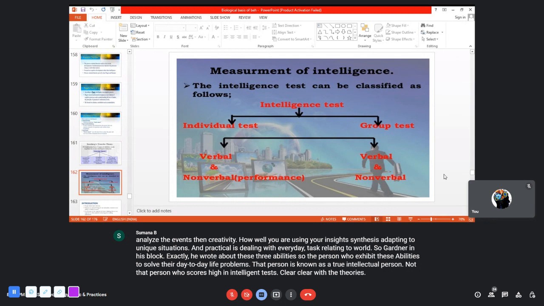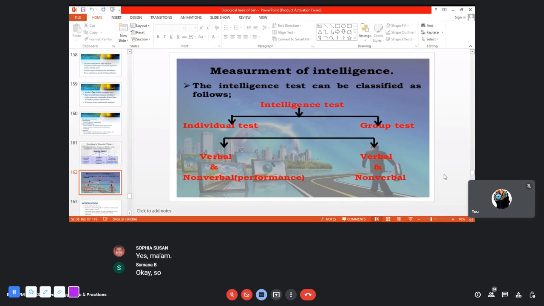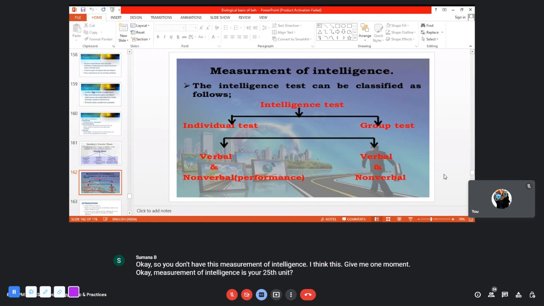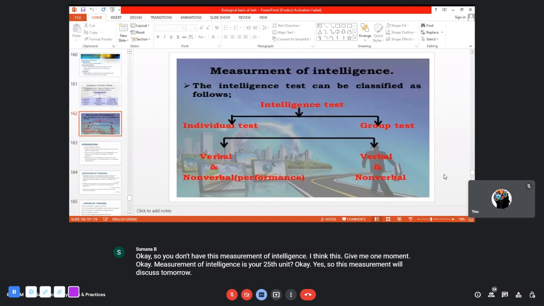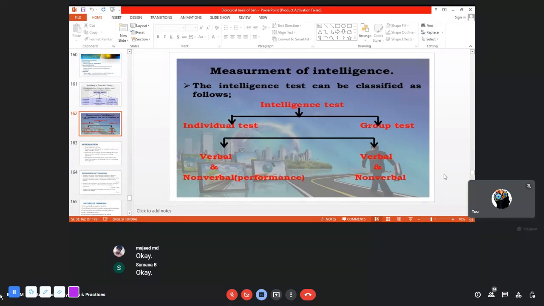Yes, ma'am. Okay, so you don't have this measurement of intelligence. Give me one moment. Okay, measurement of intelligence is your 25th unit. So this measurement we'll discuss tomorrow.